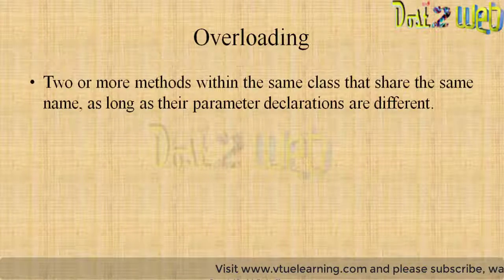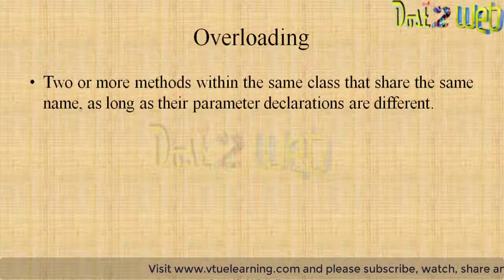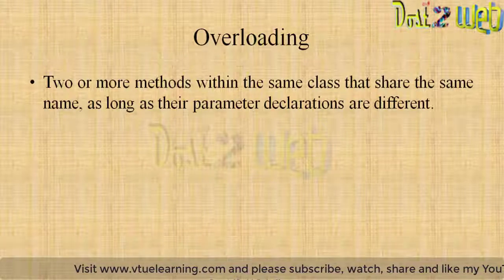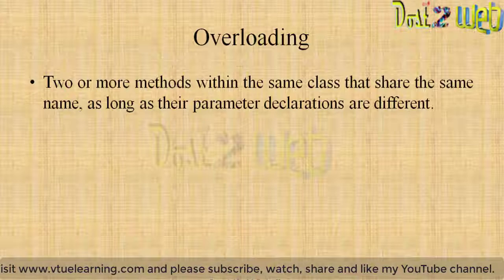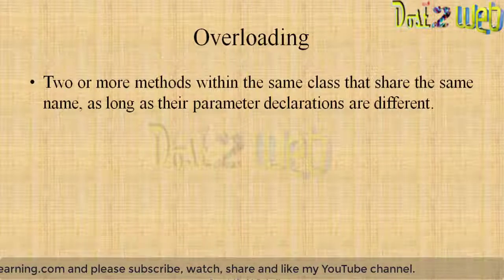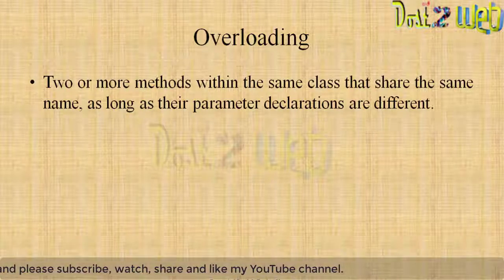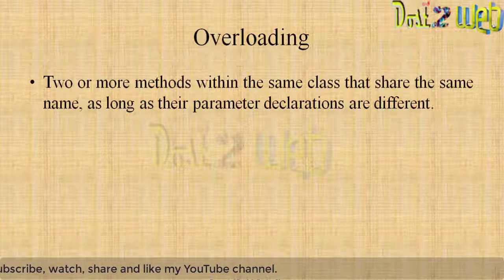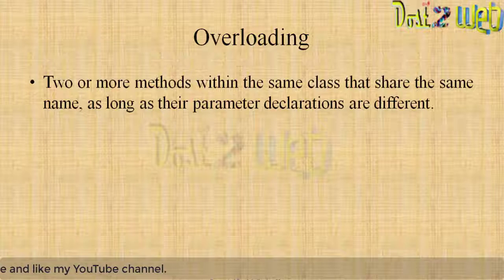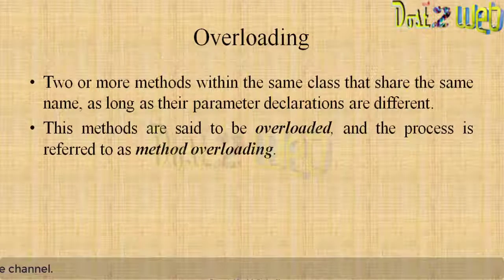You know very well that if you have two or more methods in the same class which share the same name, so the same method name within the class, but you have different parameters in them, then these methods are said to be overloaded, and this process is called method overloading.